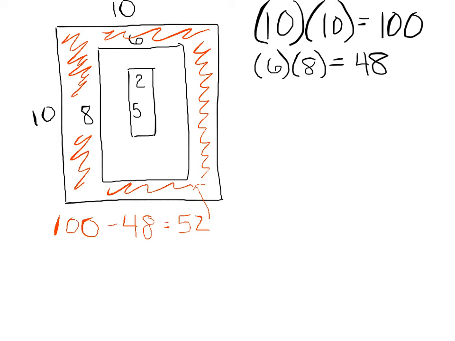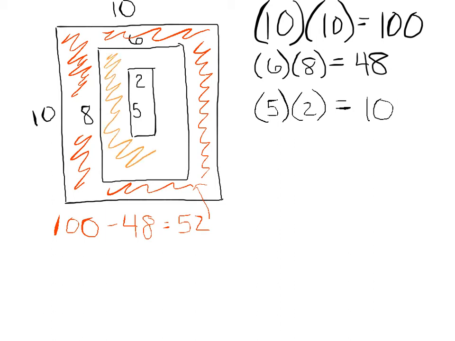Well, now I'm going to go back, and I'm going to look for the area of the small rectangle, the 5 by 2 rectangle, and that has an area of 10. Now, if I want to go through and find the area of this section that I'm highlighting in orange, we know it's 48, but I have to take that 10 out. So that means I have 38.